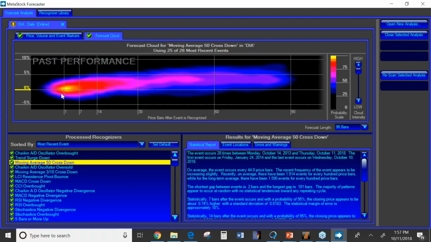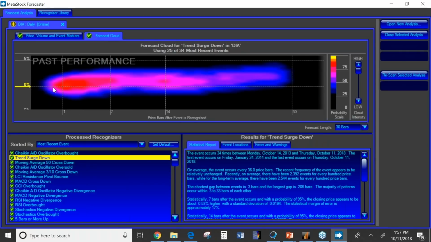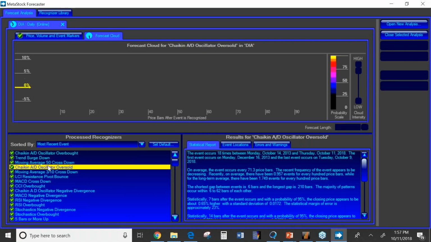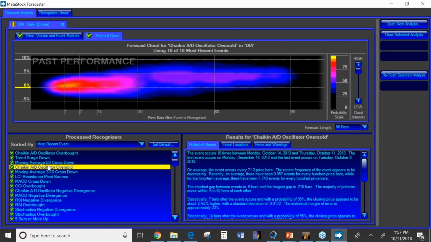Okay, this 50-day moving average cross down is the one we were looking at. What about the trend surge down? Same thing. The moving average is my favorite one. Let's look at the Chaikin AD overbought, oversold oscillator. Right here, we've got a bit of yellow, and you can get an idea. You'll notice that this is -5 and +5%, but it has a tendency to go up. I'm expecting it to go up.